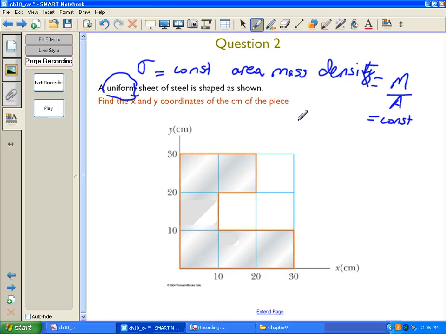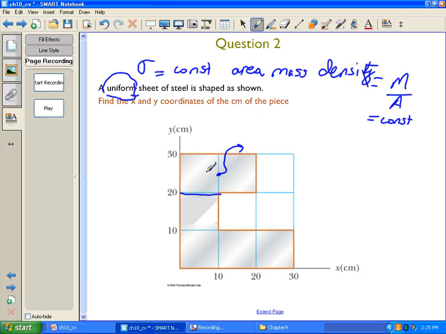Well, we're told to determine the x and y coordinates of this rather funny shaped piece of steel. Now, what we're going to do as an approach is that we are going to break up this sheet into 3 segments, each of which we will locate its center of mass. So I propose this is segment 1, and you can clearly see the center of mass is located here. So we'll obtain the coordinates of this point.